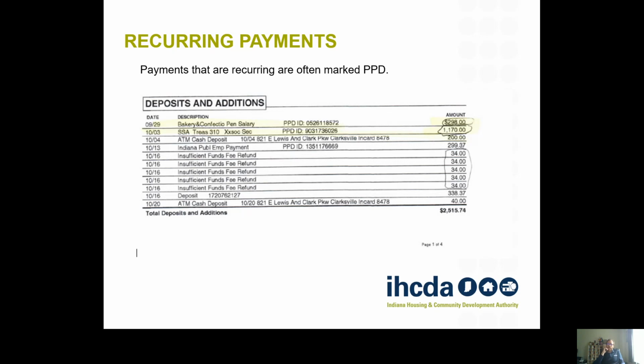In this example, this person has 3 recurring payments. They have a pension. They receive Social Security, and they also have a public employment pension. So they have two different pensions there. One from bakery and confections, it looks like, and another one is an Indiana public employment pension.